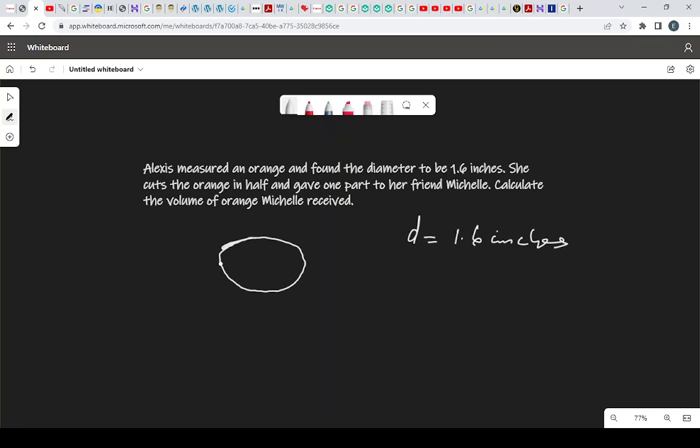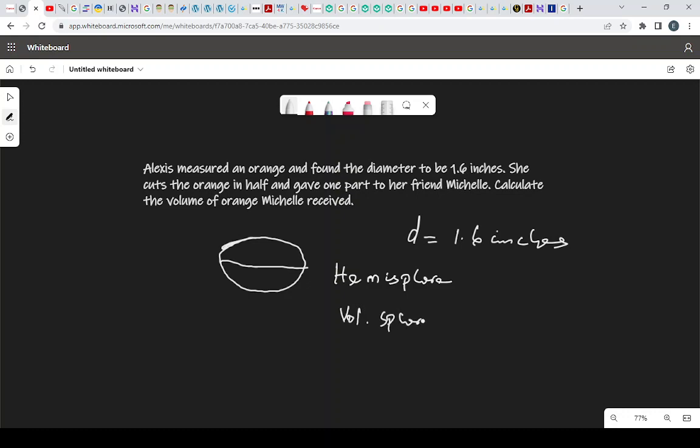Now, she cut it in half. When you cut a sphere in half, the remaining half is called a hemisphere. A hemisphere is half of a sphere. Now the question says calculate the volume of orange Michelle received. That means Michelle received a hemisphere, that is half of a sphere.